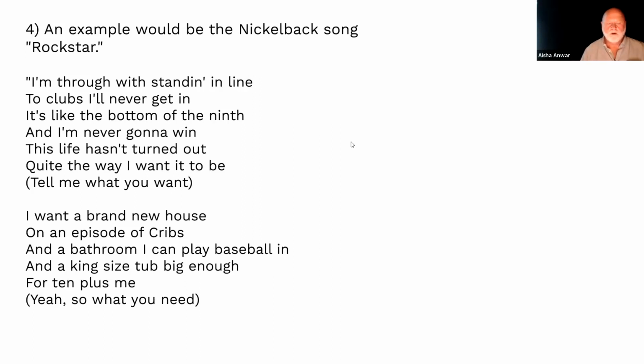Second paragraph. I want a brand new house on an episode of Cribs and a bathroom I can play baseball in and a king-size tub big enough for 10 people plus me. So yeah, if you know the song, yeah, do you want?